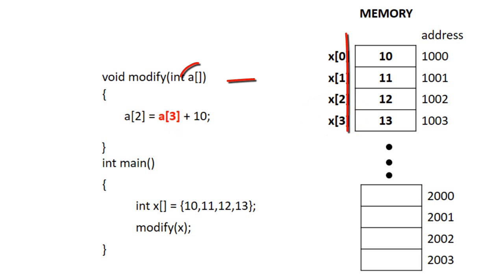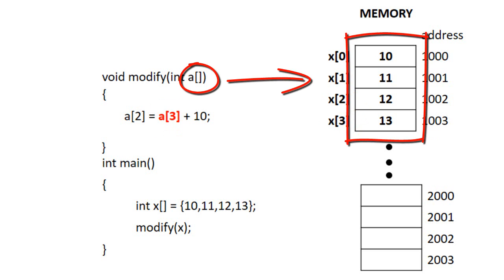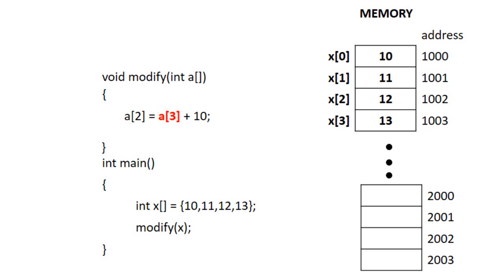So, array a is actually pointing to array x. No copies of array x are made like what you have learned in lesson 2. This explains why, in this program, after the execution of modify x, the content of x2 is changed to 22.